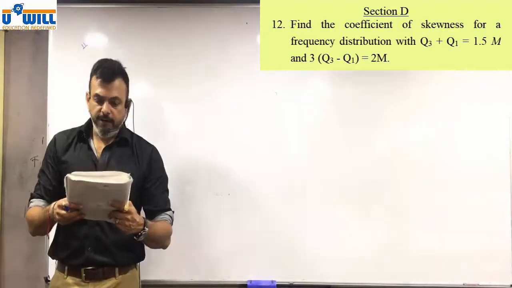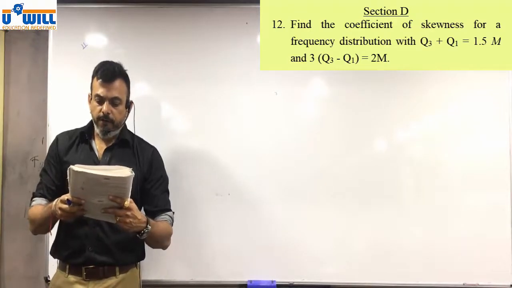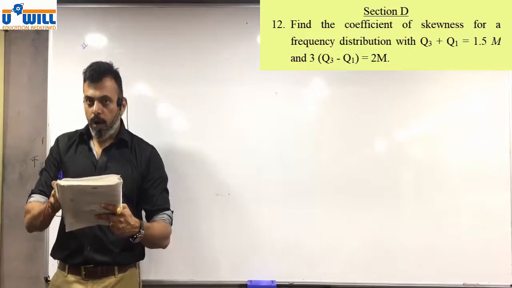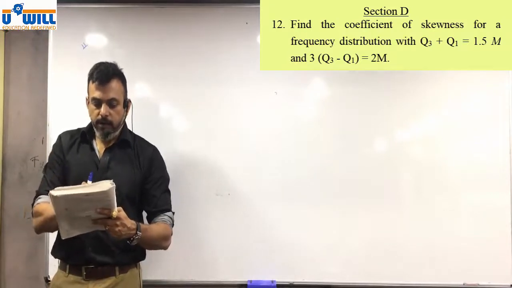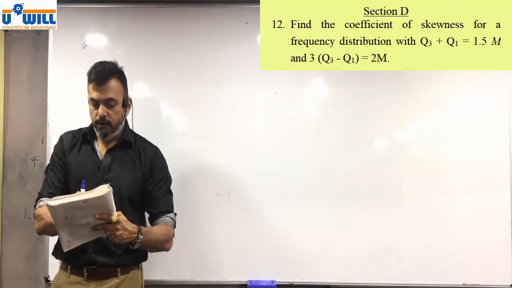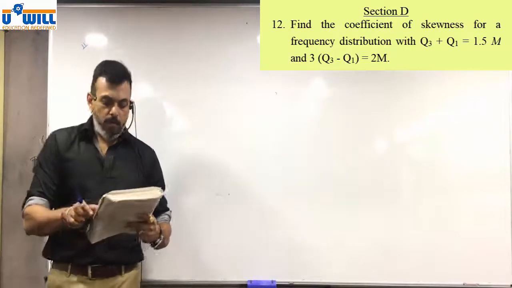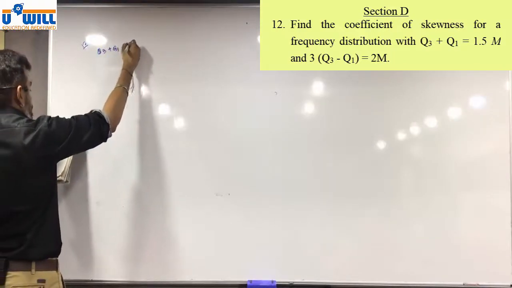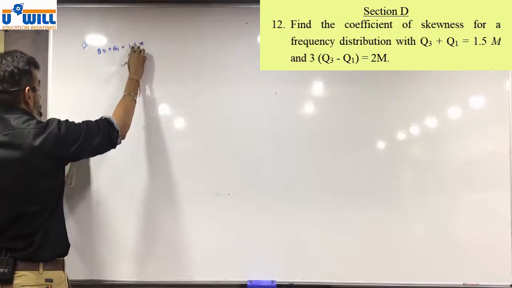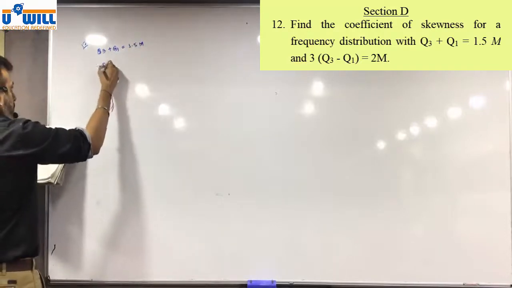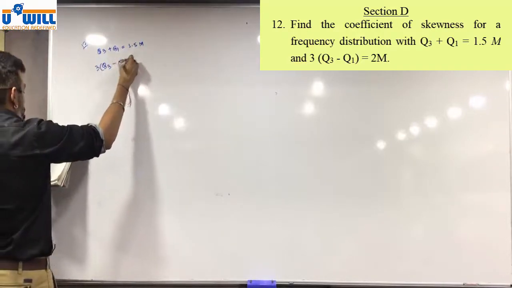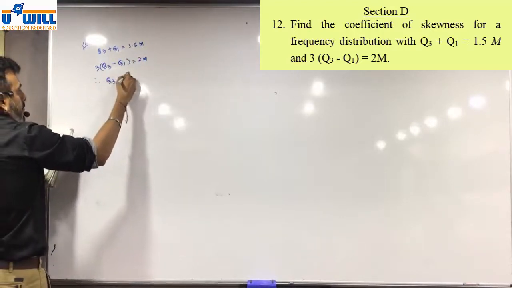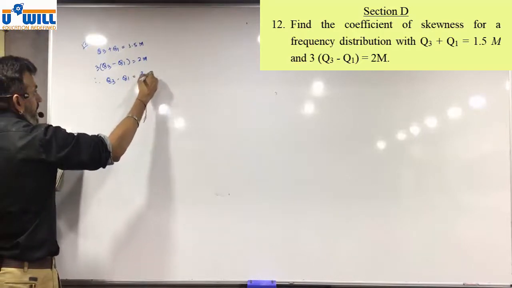12. Find the coefficient of skewness for a frequency distribution with Q3 plus Q1 is equal to 1.5 m and Q3 minus Q1 is equal to 2 m. Now let's write this first. Q3 plus Q1 is equal to 1.5 m and Q3 minus Q1 is equal to 2m. Therefore, can I say Q3 minus Q1 is equal to 2 by 3 median?